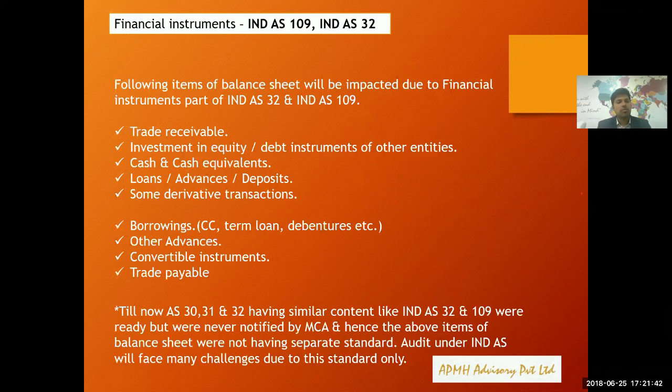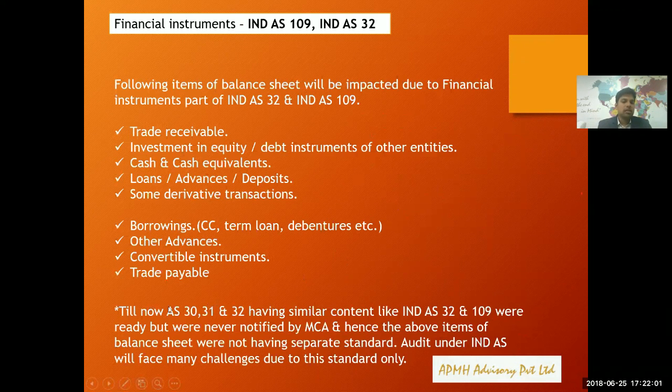But now there is a big change. Now, IND AS 32 and IND AS 109 require them to be fair valued or to go for amortized cost. So all those things will come into the picture, and it will change each and every figure which is till now measured at cost without any issues.